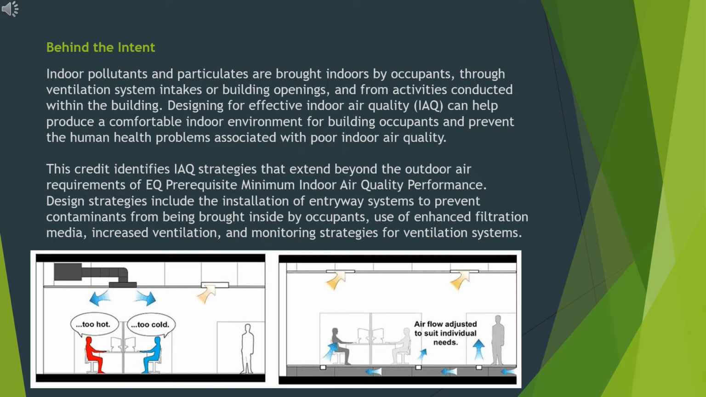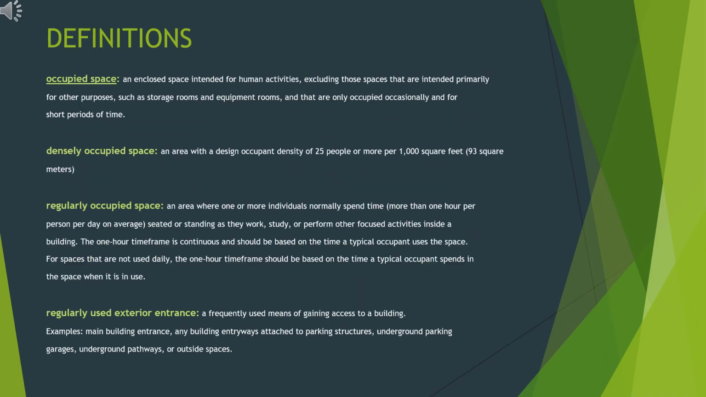The strategies to provide indoor comfort can extend beyond the outdoor air requirements by installing entranceway systems, use of filtration media, increased ventilation, and monitoring strategies for ventilation systems. Each of these strategies is beneficial, but use of multiple is encouraged. These are a few star-marked definitions to understand the requirements of this credit better.